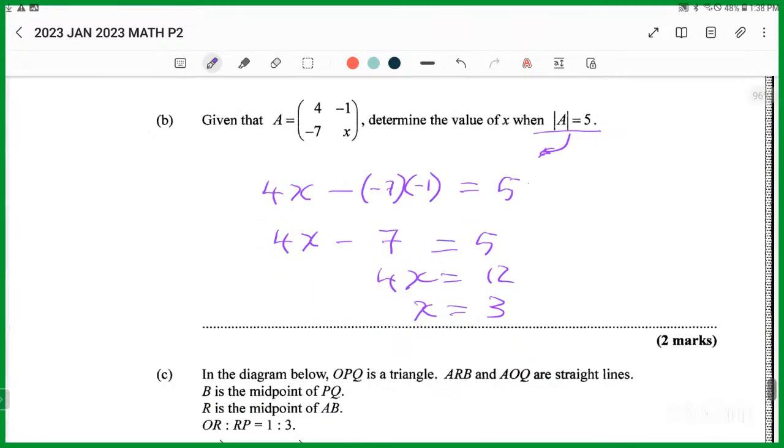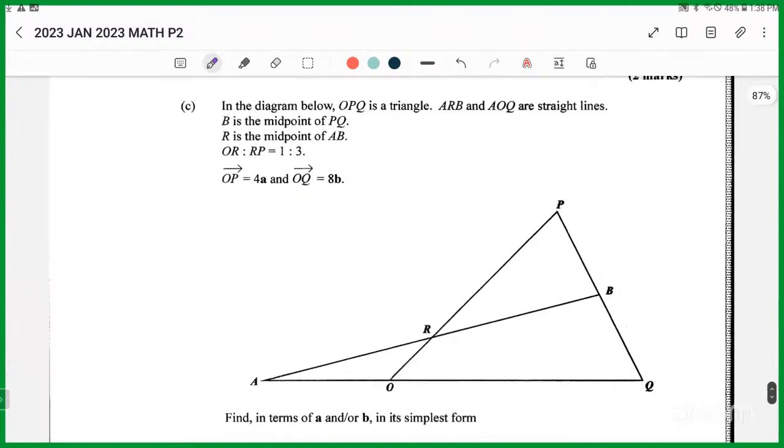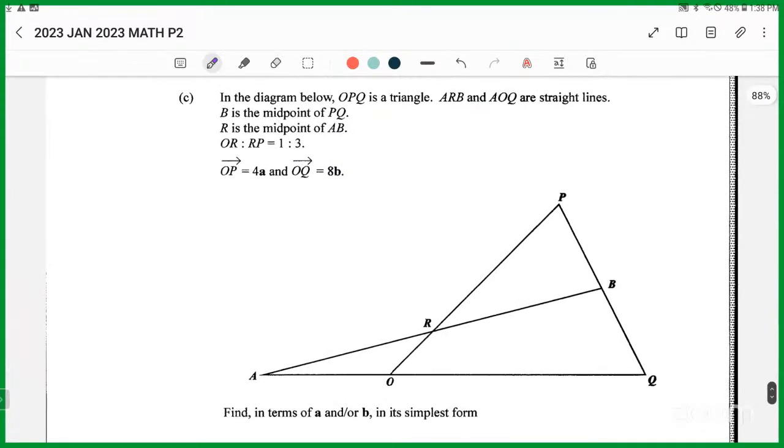Right? Next question. Next up. This question says, in the diagram below, OPQ is a triangle. ARB and AOQ are straight lines. That's a straight line. It says B is the midpoint of PQ. This is the midpoint of this line. So this one divides this line half and half, right?